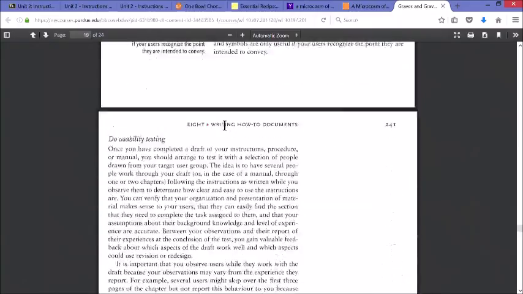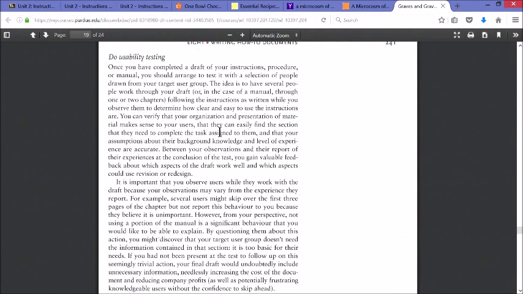This is something that they talk about on page 241. I ask you to read this just to kind of get a sense of what we're going to be doing in Unit 3, where you're actually going to be testing the instructions that you develop in Unit 2 with a real audience.